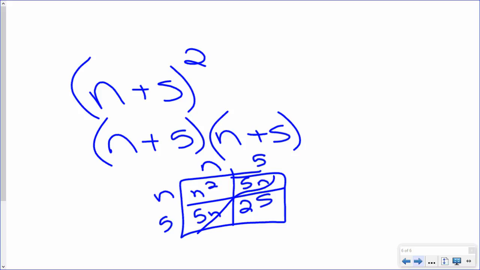All right, these 2 can usually be put together. Don't assume they're going to cancel out. I mean, every once in a while they do, but not very often. So our final answer is n squared plus 10n plus 25.